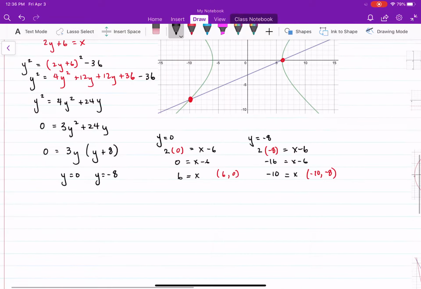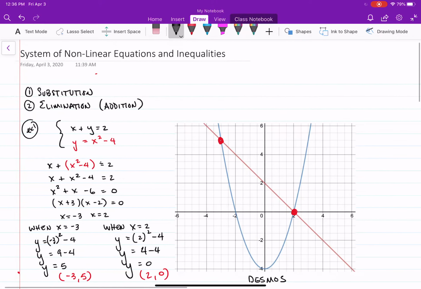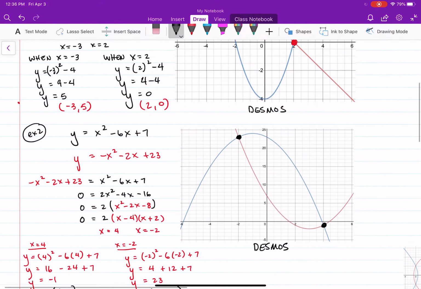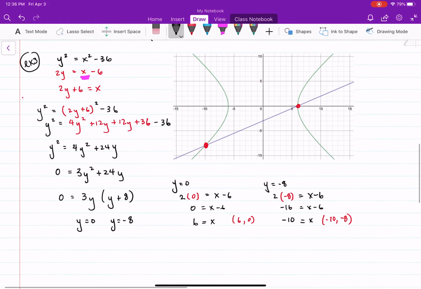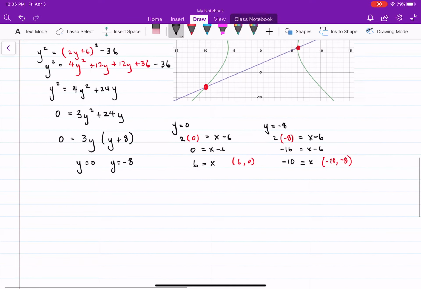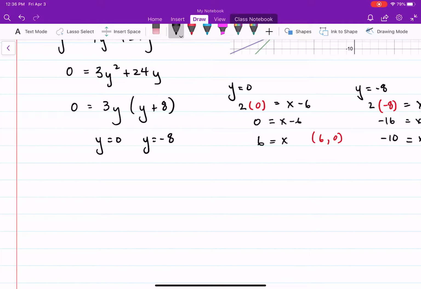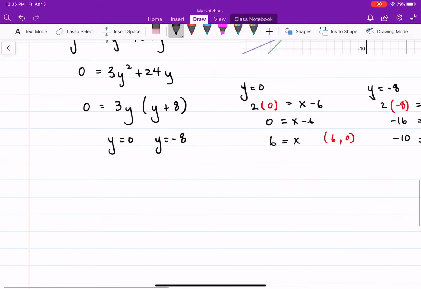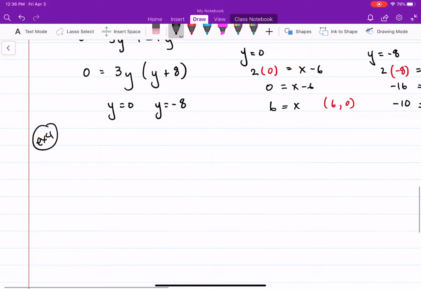Let's do one more, because so far, if you guys look at this, we've done substitution, substitution, and substitution. Okay, so when will we use elimination? So let's take a look at that. So example 4. Okay, let's take a look at a problem that you would do elimination with, and what that looks like.